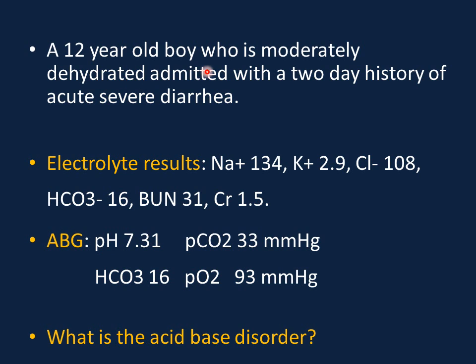This is a 12-year-old boy who is moderately dehydrated, admitted with a 2-day history of acute severe diarrhea. The electrolytes of this patient: sodium is 134, potassium 2.9, chloride 108, bicarb is 16, BUN is 31, and creatinine is 1.5. The ABG of this patient: the pH is 7.31, PCO2 is 33, bicarb is 16, and the oxygen is 93. What is the acid-base disorder of this patient?